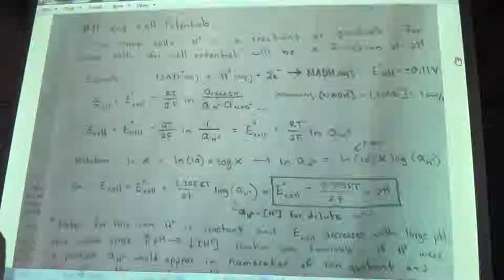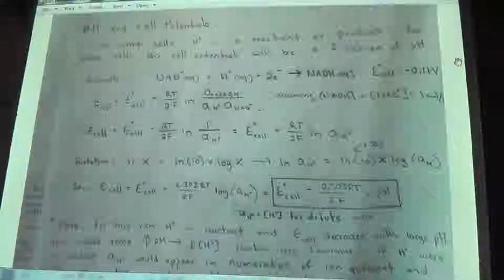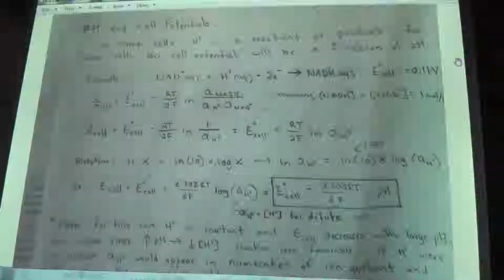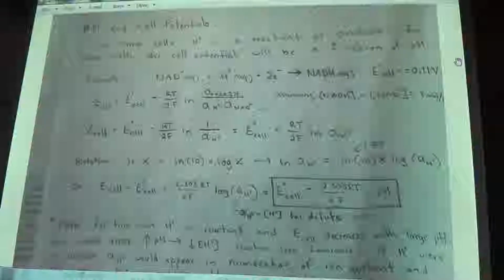There's a special form of that equation for a cell that involves hydrogen ion as either a reactant or a product. You can recast that equation in terms of the pH. So you have a direct relationship between the pH of the system and the potential of the cell. Your book outlines an example using the NAD plus H plus goes to NADH reaction, so we're just going to review that real quick.